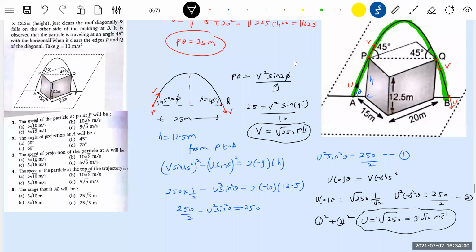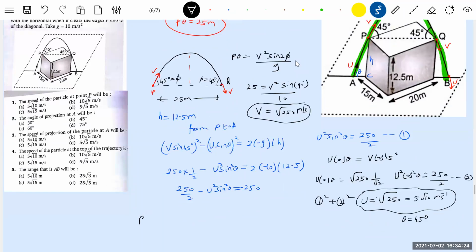Anybody, theta? 60 degrees. 45 degrees? Sir, theta 45. Then the range AB, how to calculate it? Can we calculate? U square sin 2 theta. AB should be equal to, directly you can use that formula. That will be better. Don't go for the geometry of this diagram. Again, like the previous problem we did, we'll end up with a lot of mathematics. The range is from here to here, no?